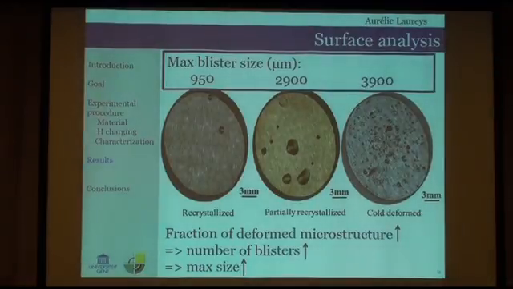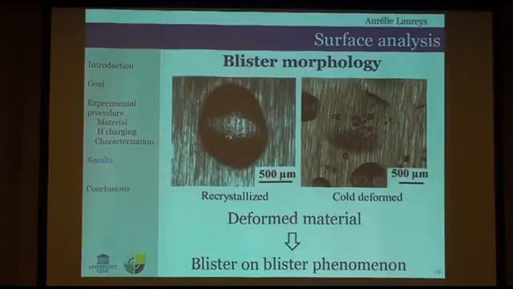So for my results of the surface analysis, I found that with an increasing amount of deformed microstructure, you saw an increased number of blisters. Also the size of the blisters increased, and the range of blisters also strongly increased. So we see that the deformed microstructure results in more blister initiation and also easier propagation of the different blisters. We also saw the blister morphology change.